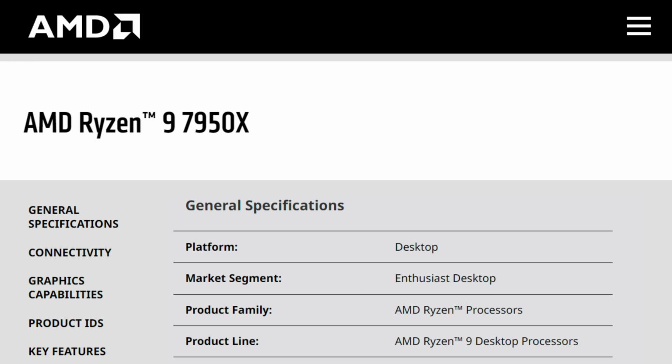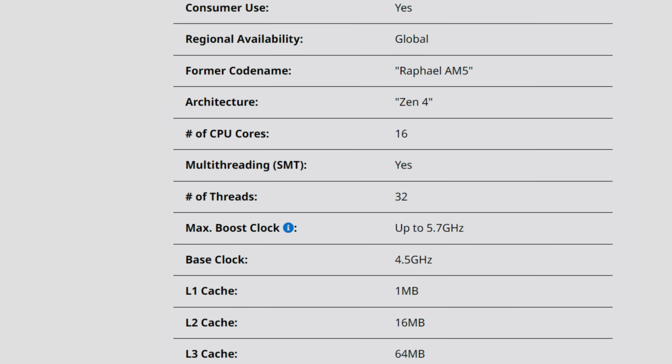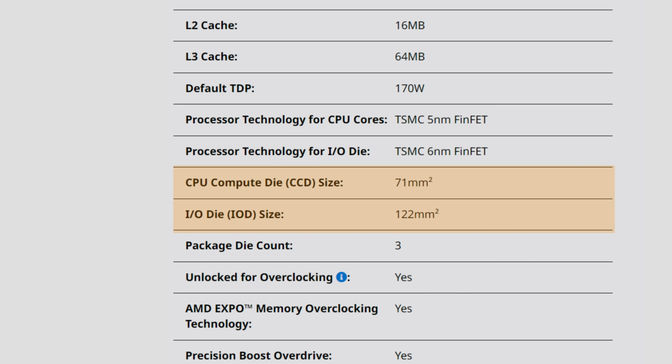If you navigate to the page of the Ryzen 9 7950X, the new 16-core Halo part, and click the technical specifications, it showcases two numbers. The CPU compute die, or CCD, is 71mm², and the I/O die, or IOD, is 122mm². These are accurate to the nearest square millimeter, as we'll see in a second, given that AMD has already released high-resolution photos of the chip.